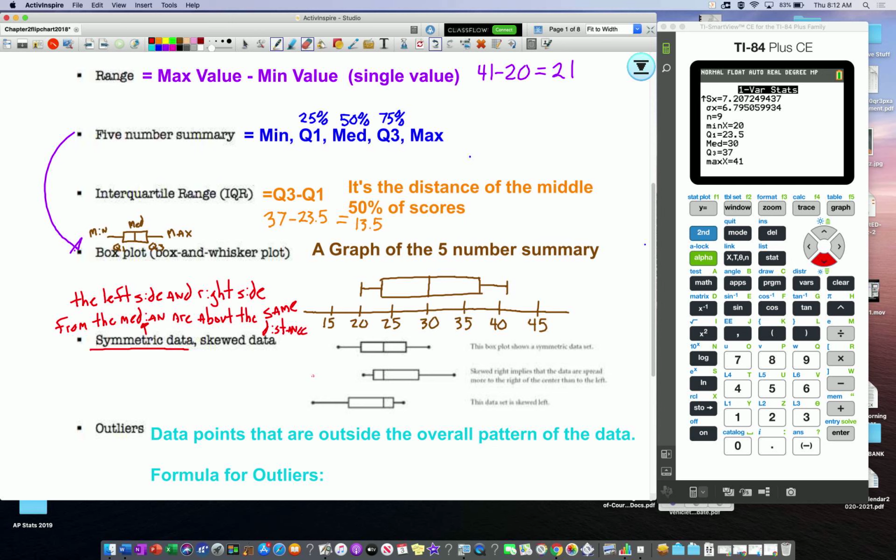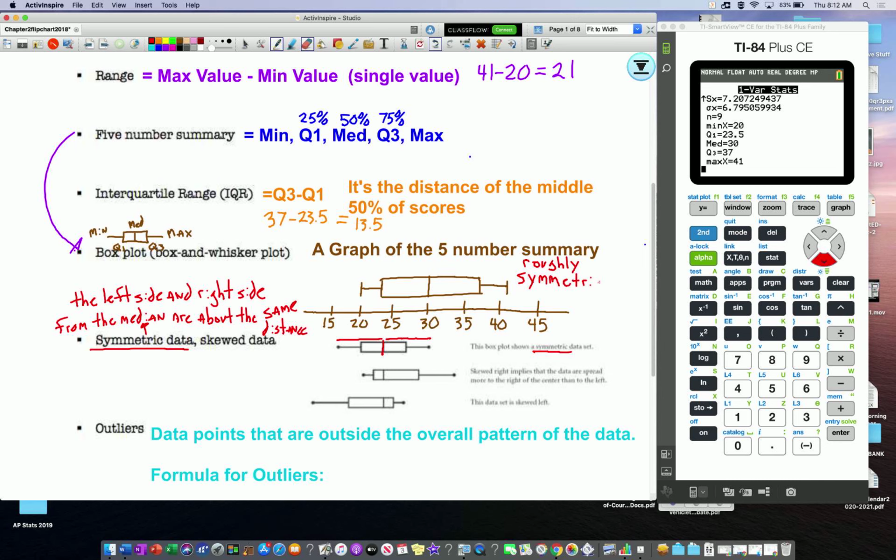So what I mean here is, if here's my median right here, this distance here is about the same as this. It doesn't have to be exact, but when they're close to being the same, we say it's symmetric. Like this one: 30 going to 20 is 10, 30 going to 41 is 11. That's pretty darn close. So I would say this box plot is roughly symmetric. Sometimes I'll use the word roughly, just to note that it wasn't perfect.